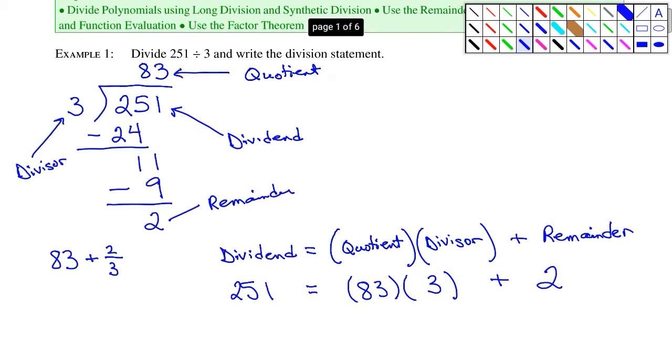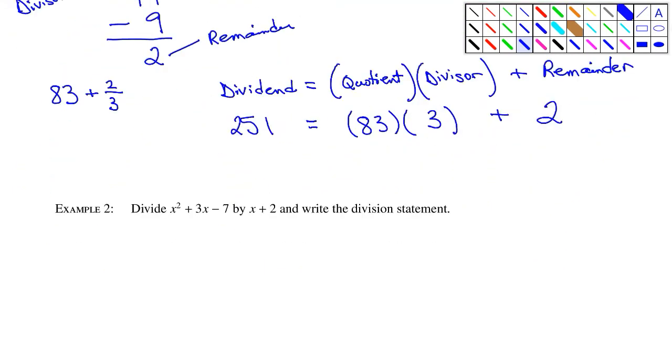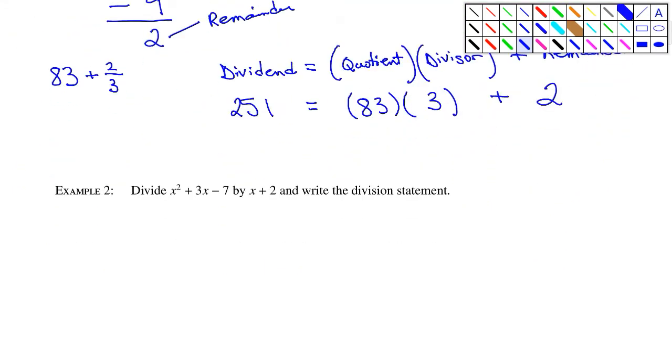Now, how does that correspond to division of polynomials? Well, it's the same process. Example 2 says divide x squared plus 3x minus 7 by x plus 2, and then write the division statement. So I'm going to write it out again just like before. We'll have the divisor on the outside. On the inside, we'll have x squared plus 3x minus 7.